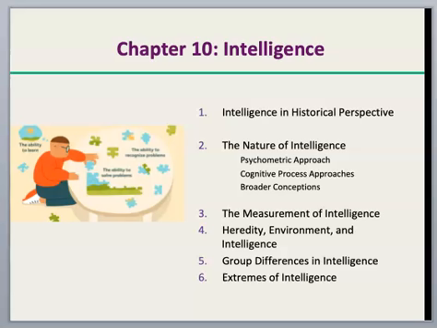Okay, so that is the end of part 2. The first part was the psychometric approach in the previous video. In this one we talked about the cognitive process approaches, and then a couple of the broader conceptions when they start looking at emotional intelligence and that sort of thing. The next parts of the chapter get into the measurement of intelligence, heredity and environment and intelligence, group differences, and extremes of intelligence. Don't forget, chapter readings are always there to help you out, and to practice answering questions in the way that they are asked on the test.